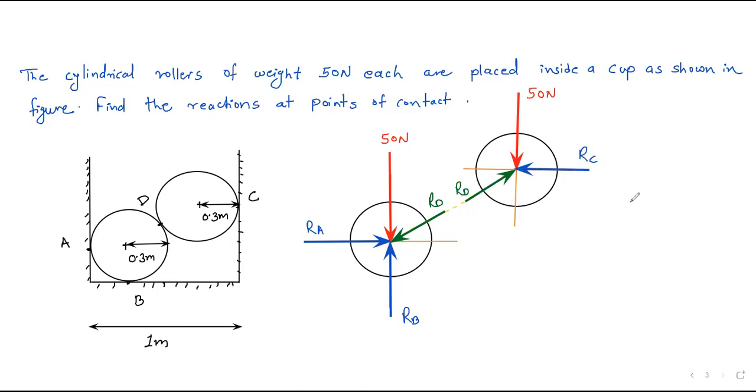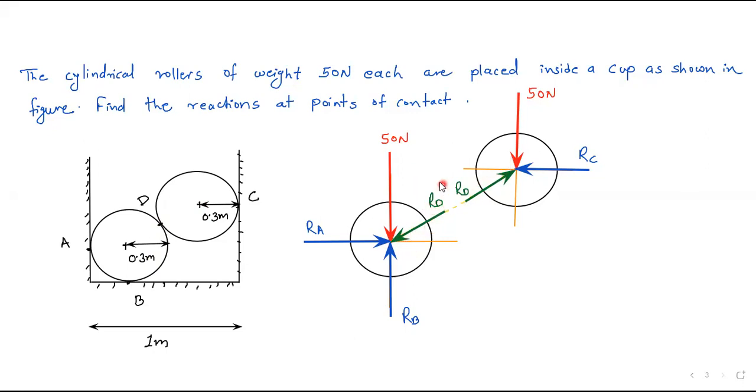So this is the free body diagram of both the spheres. You should always show the equilibrium. When you join these two, this RD will get cancelled with each other, so there is no reaction shown. But when you separate them, you have to consider there is a contact point D and the reactions will be acting on both the spheres.